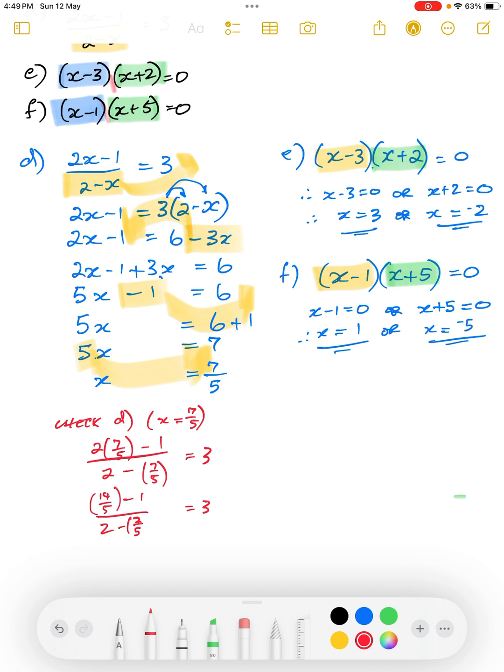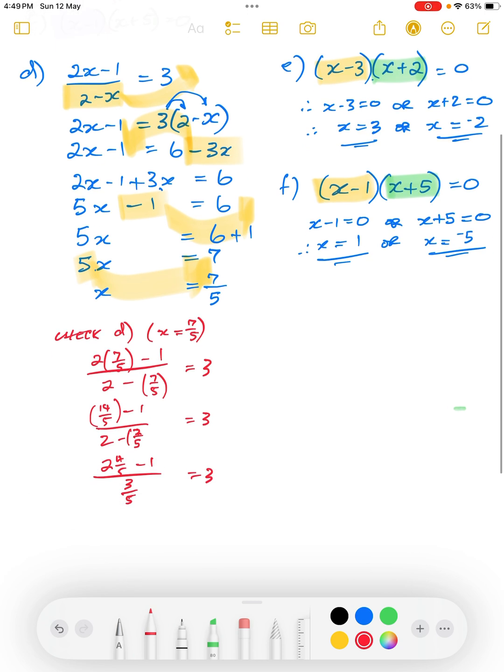5 goes into 14 twice, remainder 4, so that's 2 and 4/5. And 2 take away 1 and 2/5 leaves 3/5. So we're still seeing if this equals 3. 2 4/5 take away 1 is 3 4/5. All right, so 3 4/5 divided by 3/5. Now, this is a little bit difficult. I'm going to turn that into an improper fraction. And, sorry, I made a mistake here. Did you spot that? I'll just go back to this step here.